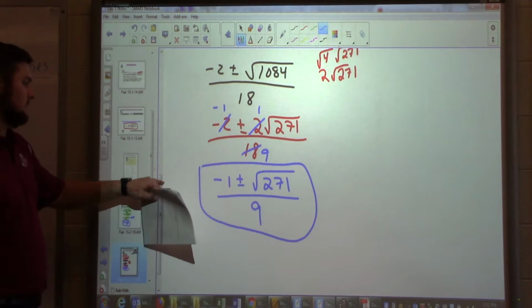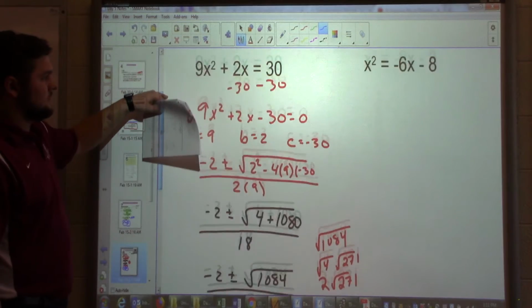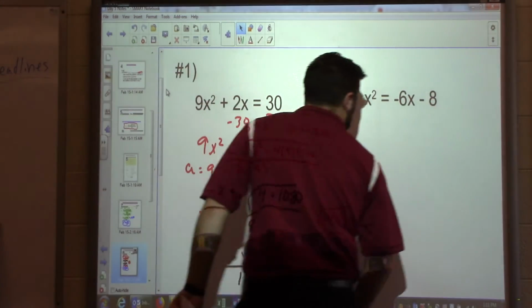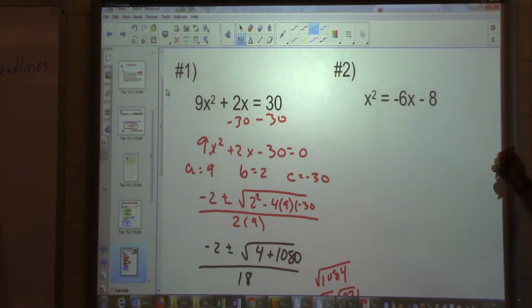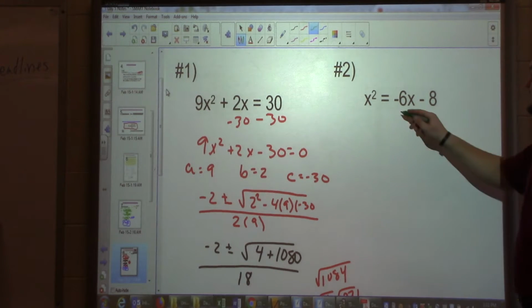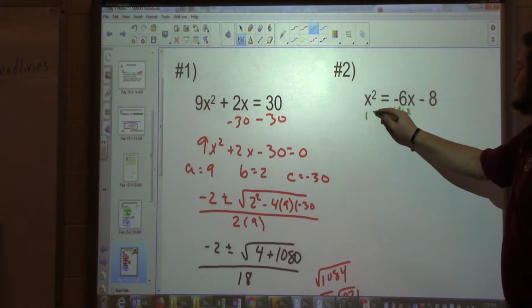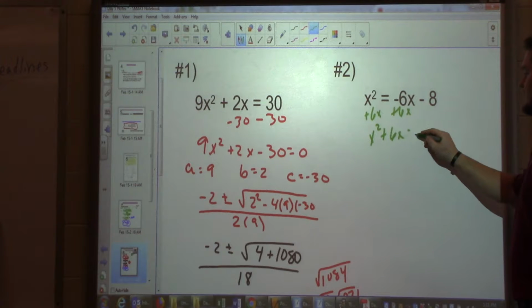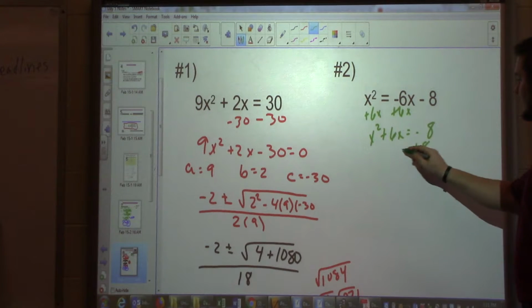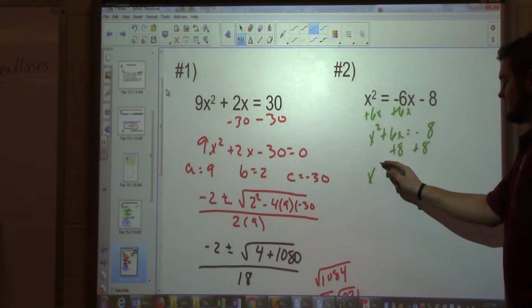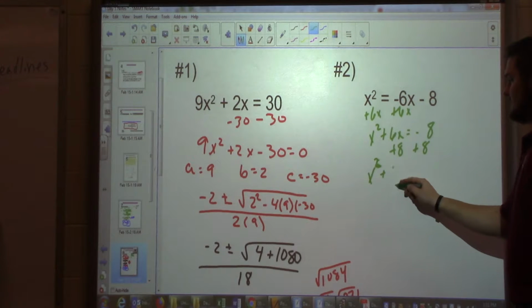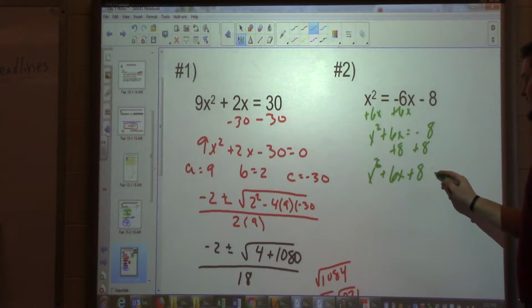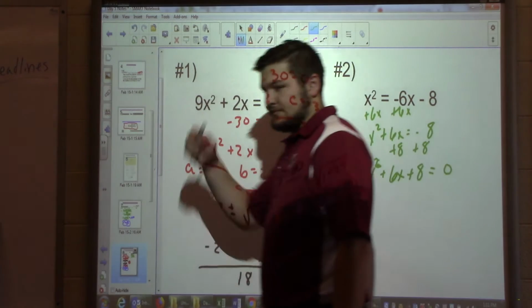Alright, let's do one more. X squared equals negative 6x minus 8. Paige, what do I have to do to this? Make it equal 0. So I'm going to add 6x. X squared plus 6x equals negative 8. I'm going to add 8. X squared plus 6x plus 8 equals 0.